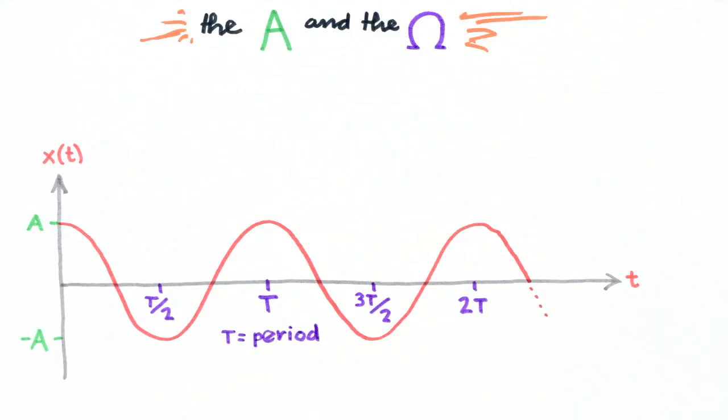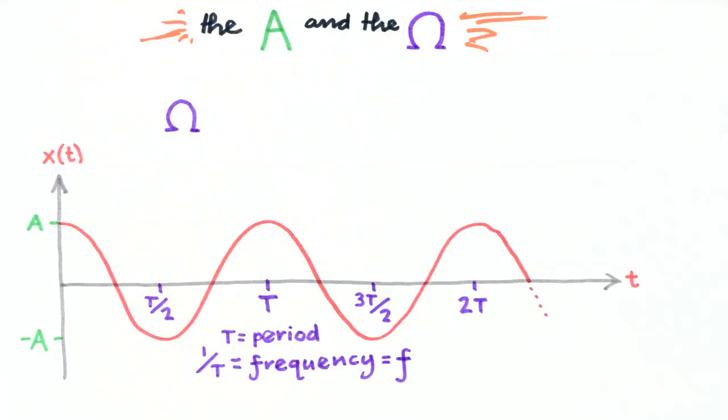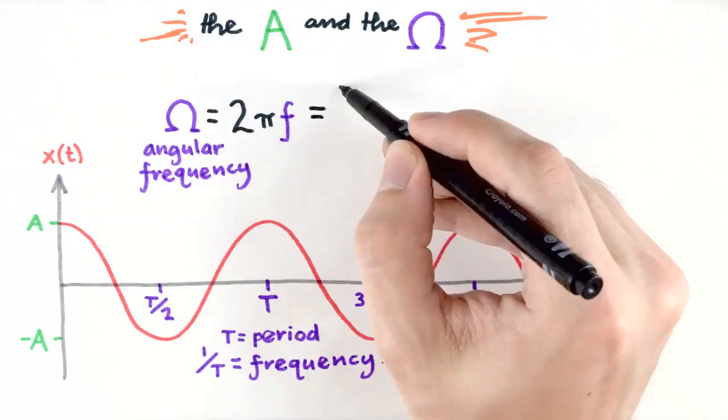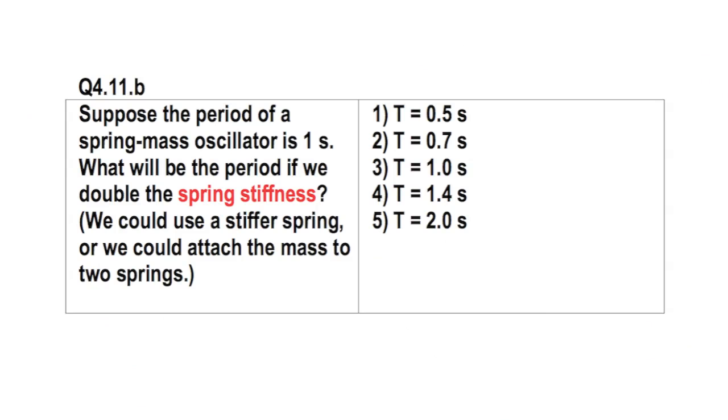The reciprocal of the period, 1 over T, tells us how many oscillations occur in a given amount of time. This is called the frequency, and is often labeled with a lowercase f. The quantity omega is a kind of frequency, called the angular frequency. It's 2 pi times f. And we can also express omega in terms of T. Notice that this tells us something remarkable. By measuring the mass and the spring stiffness, we can predict the period and frequency of the oscillations of a spring mass system. With this in mind, give this question a try.